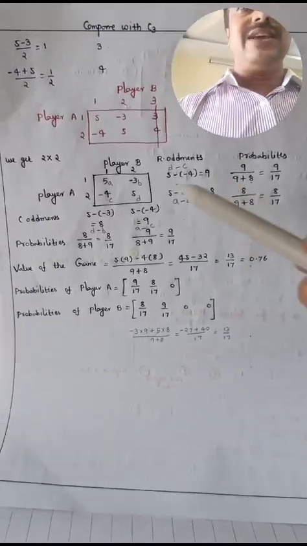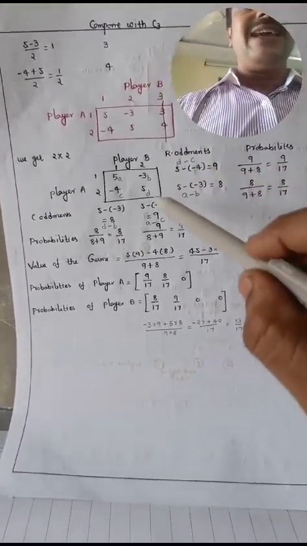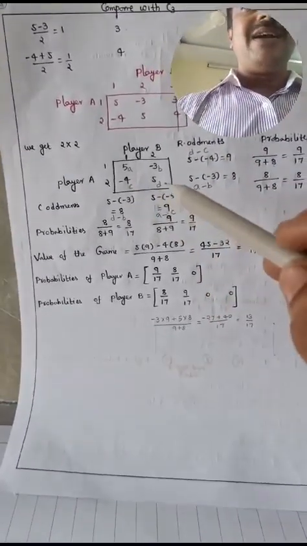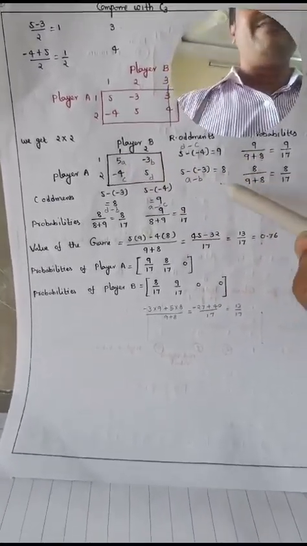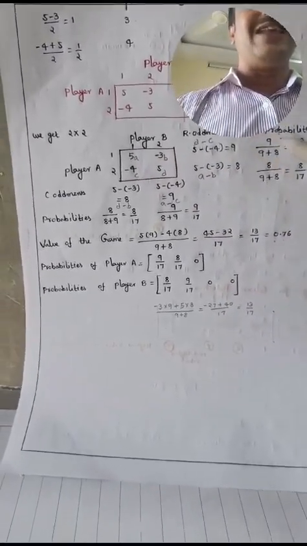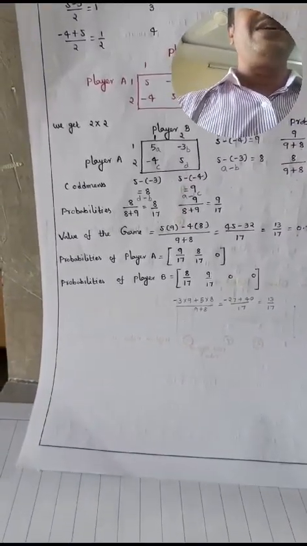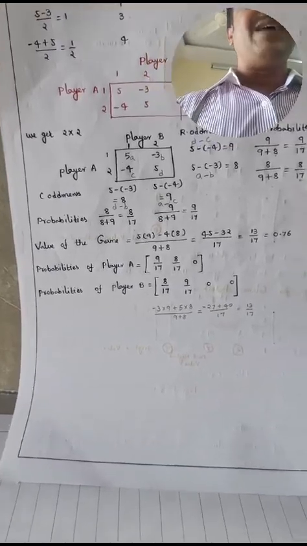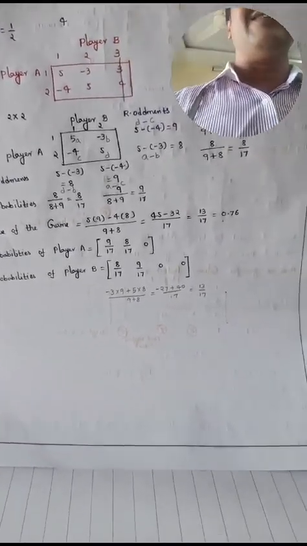How we are solving is, here for row oddments we are taking D minus C and A minus B, and the sum of these will give the probabilities as 9 by 9 plus 8, which is 9 by 17, and the probability P2 can be taken as 1 minus P1, or like this also, both give the same value.